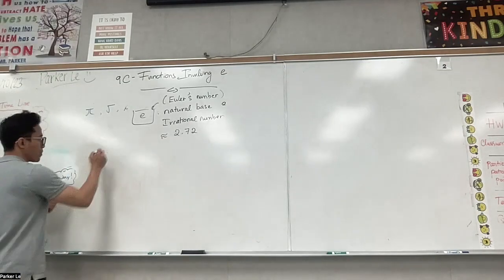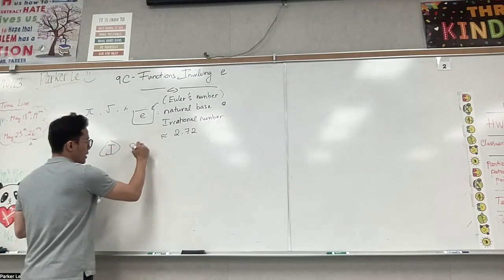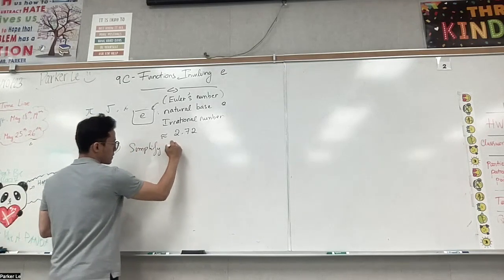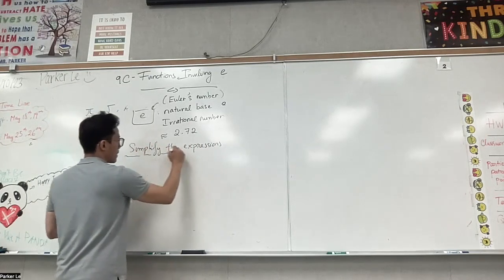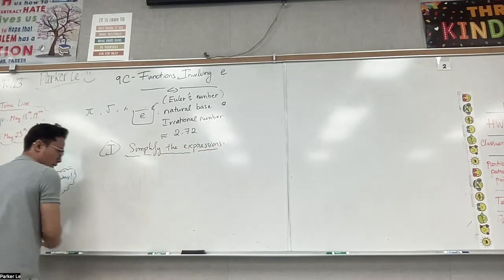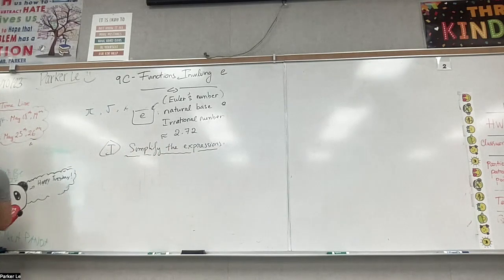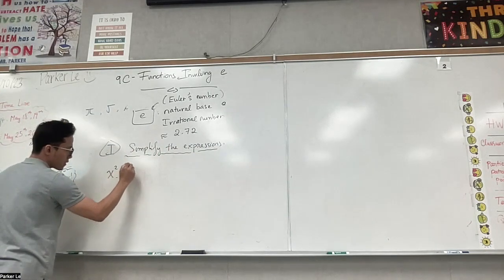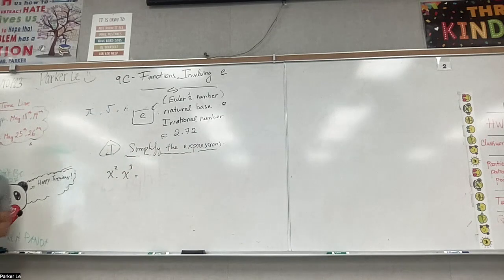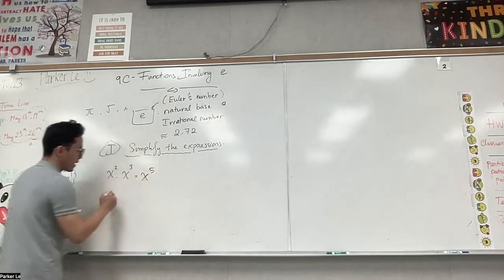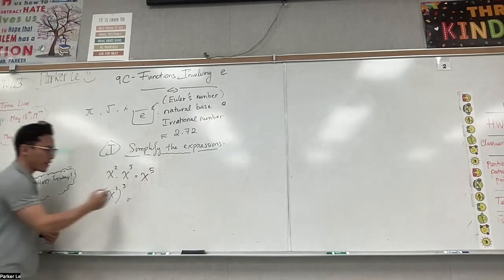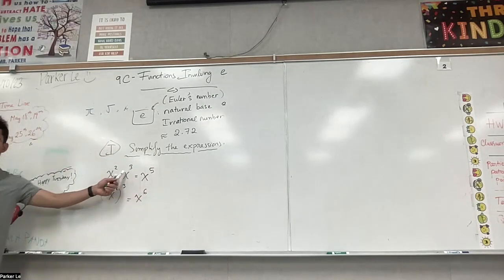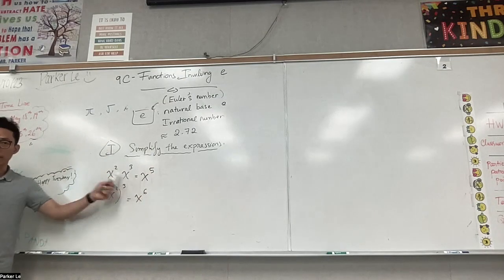So part 1: simplify expressions. x squared times x cubed? x to the 5, very good. How about x squared and then you have a cube outside? x to the 6. This one you're going to add the powers, and this one you're going to multiply them, right?